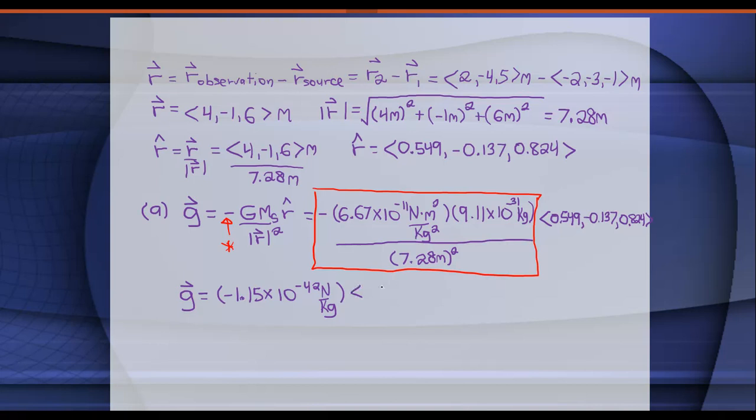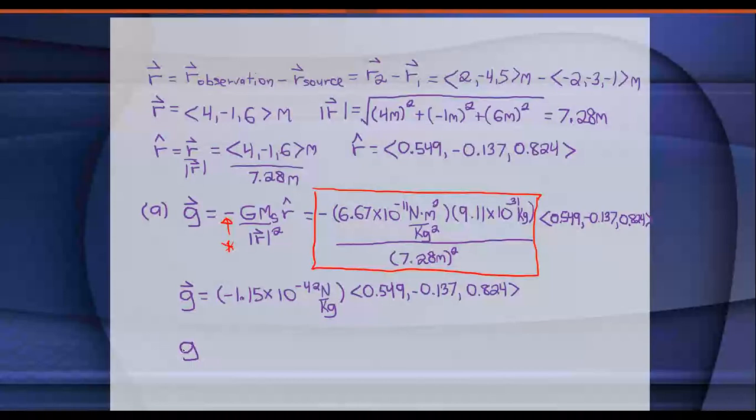Okay, and then we're going to multiply by the unit vector. So 0.549, negative 0.137, and then 0.824. So this is what the unit vector is going to do. It's going to take my magnitude here, and then by multiplying by the unit vector, the ordered triple, it's going to turn this into a three-dimensional vector.